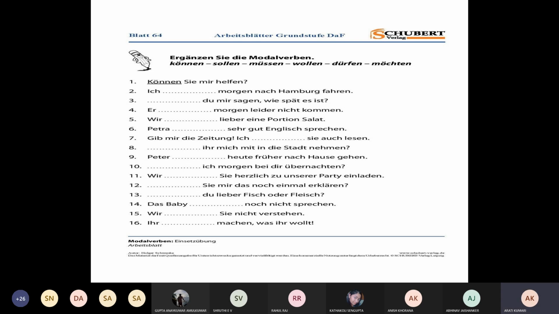Last, ihr machen, was ihr wollt. You can make what you want. No, the last part of the sentence is what you want. So, in the beginning, we can say you can do what you want. Ihr könnt machen, was ihr wollt. Okay. So in the same way you have to think logically and make use of the modal verb accordingly. And so that's all for now.